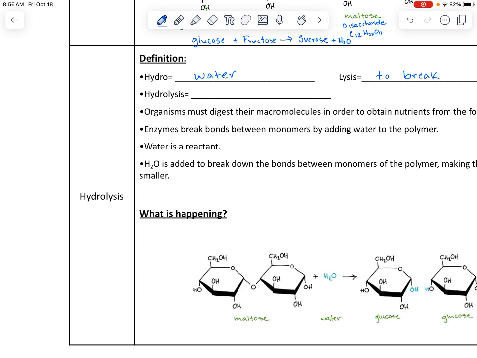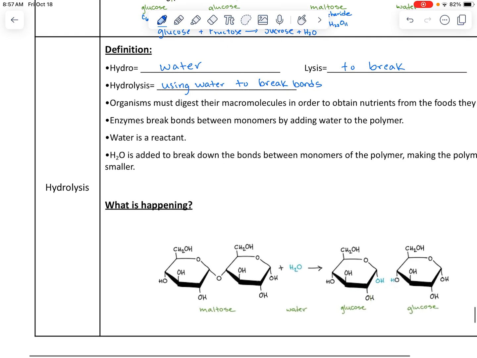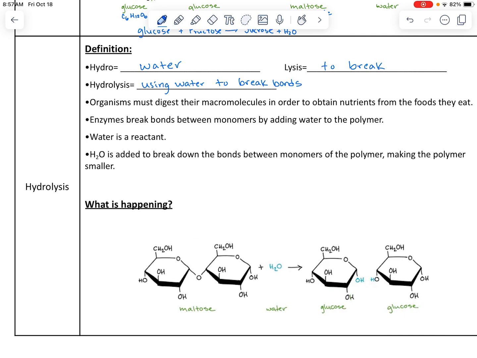So there's a couple ways to look at this. I like to think of it as using water to break bonds. Right? So in order to digest macromolecules, we have to be able to break those bonds.